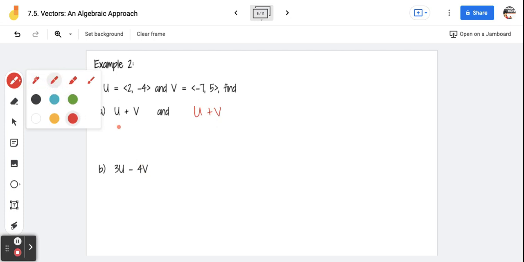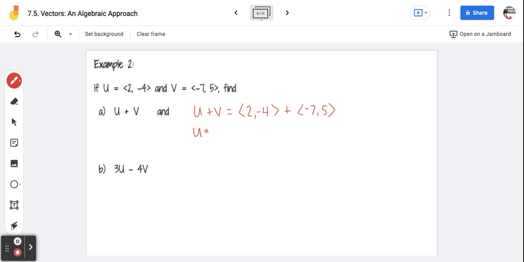All right, so u plus v is equal to, so let me fill this in. So this is 2, -4. We're going to add that vector and -7, 5. All right, and we have the horizontal components: 2 and -7 is -5. 4 plus -4 plus 5 is 1. And so the resultant vector, if we drew it out, would be -5, 1.